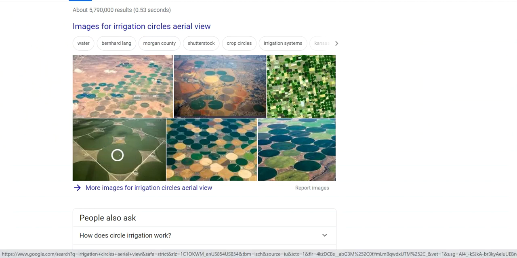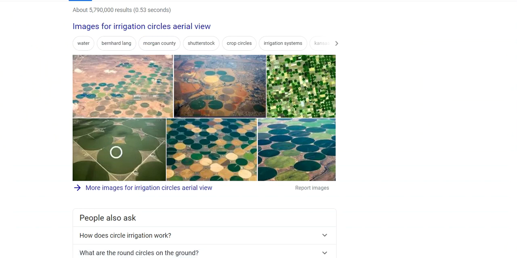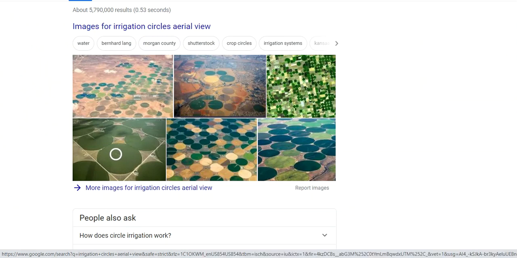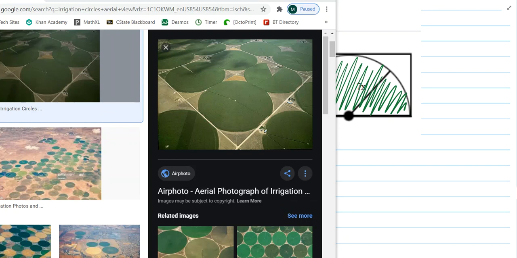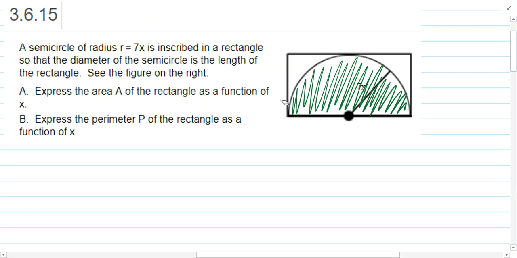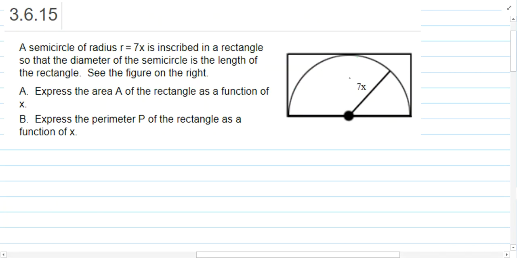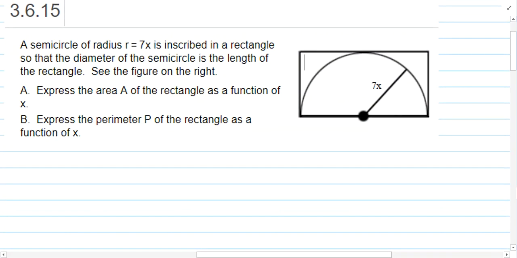These circles, because at the center of the circle is a pivot point, and they have these giant machines that actually rotate around that circle, spreading water on the ground. Because that machine is rotating in a circle, only portions of it receive the water and only portions of the ground turn green. And you can kind of see that in this picture here. So an algebra problem can actually be connected to that, and it's similar to what we see here.